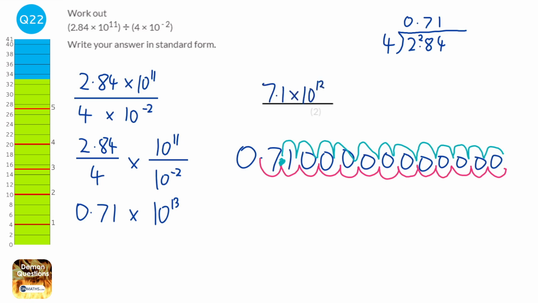Now, with a bit of practice, you don't need to write out the whole number. You'll be able to just know that if you convert that into 7.1, then you just need to take away 1 from the power. But if you're not sure, and it's not an unreasonable number like 10 to the power of 105, then it's just worth sometimes just writing out the actual number and being 100% sure that you've got it the right way around.